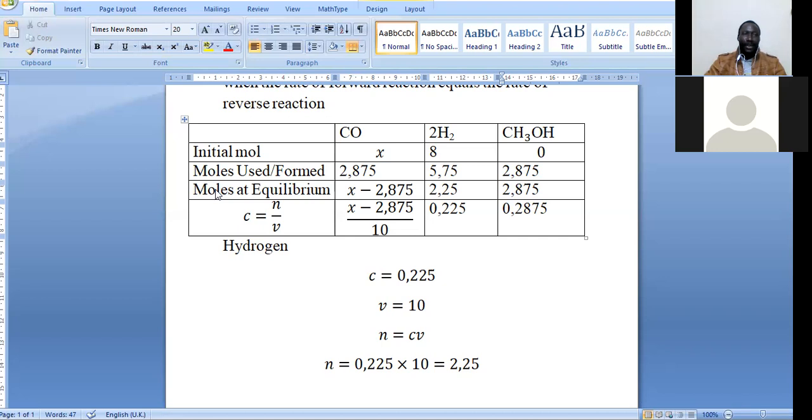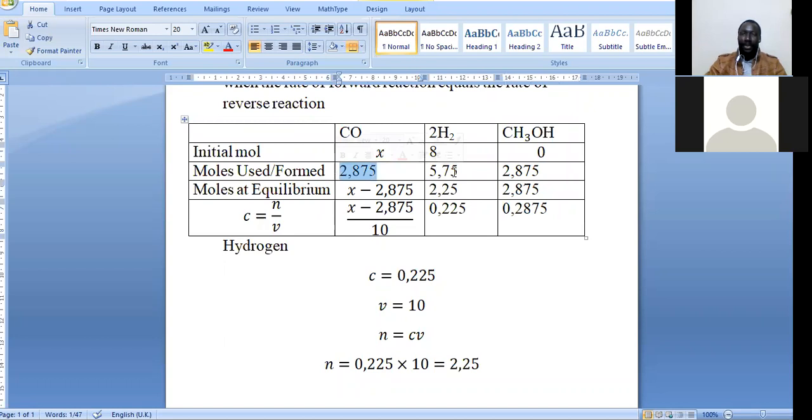Yes, there is a question here. Maybe before we move forward, I had not seen the question. The question is, how did we get the number of moles used for carbon monoxide, which is this one here? That is the question we're dealing with right now.